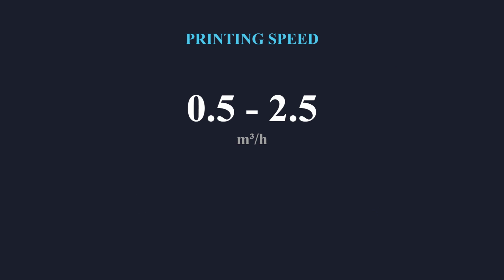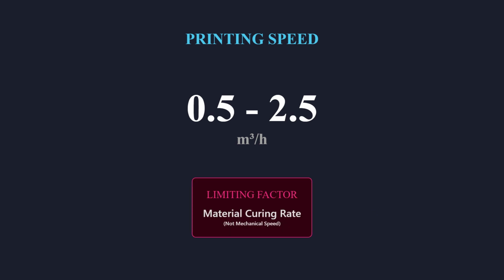Printing speed is quantified by the volumetric deposition rate, measured in cubic meters per hour. Current commercial rates for structural walls range from 0.5 to 2.5 cubic meters per hour. This rate is limited primarily by the material's curing rate and the required buildability time rather than the mechanical movement speed of the printer head itself.